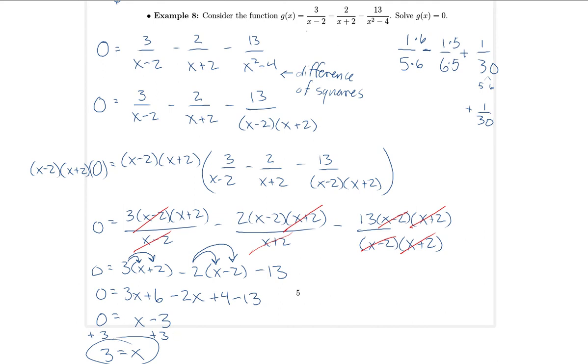So if I put a 3 in here, no problem. If I put a 3 in here, no problem. And if I put a 3 there, also no problem. It's not going to give us a 0 in the bottom of any of those fractions.